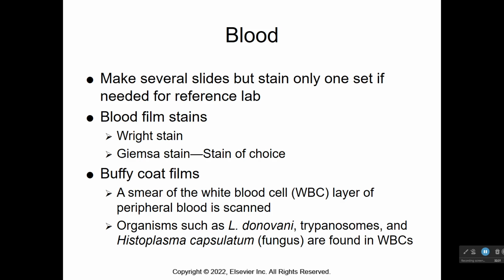You can do a Buffy coat. You can take the white blood cell layer of your peripheral blood and just make a smear of that instead of making a smear of the whole blood. Leishmania donovani, our trypanosomes, and our Histoplasma capsulatum, which is a fungus we're going to talk about later that's seen in the blood, are usually seen more in the white blood cells.